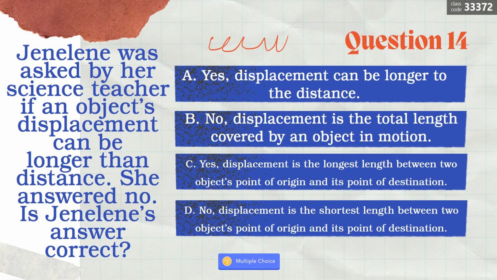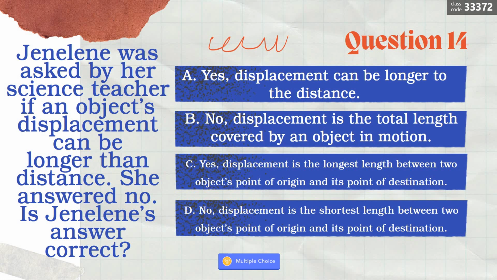A. Yes, displacement can be longer than the distance. B. No, displacement is the total length covered by an object in motion. C. Yes, displacement is the longest length between an object's point of origin and its point of destination. Or D. No. Displacement is the shortest length between an object's point of origin and its point of destination. Very good. It's letter D. No. Displacement is the shortest length between an object's point of origin and its point of destination.